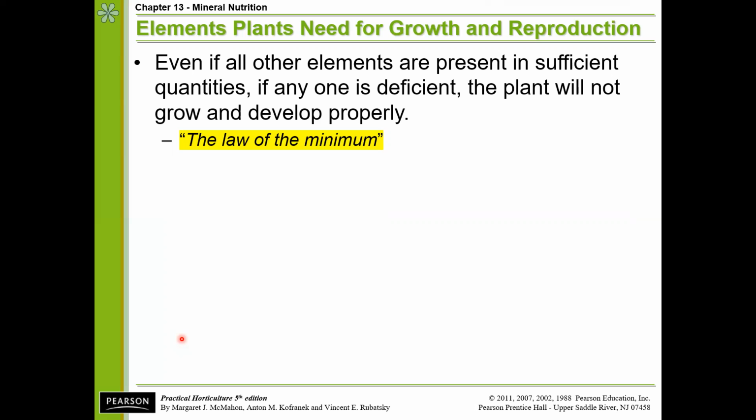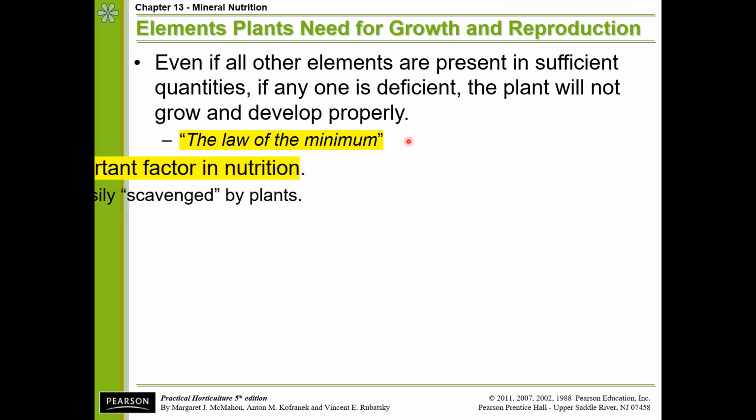If all other elements are present in sufficient quantities, but just one of them is deficient, then the plant will not complete its life cycle properly. And from this, they developed this concept of the law of the minimum. And basically, we're just saying that that element, until it is supplied in that sufficient amount, will not allow the other elements and nutrients to function properly, to basically allow the plant to do its thing.